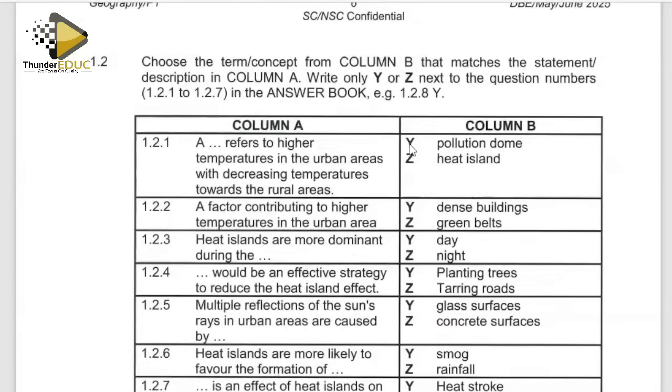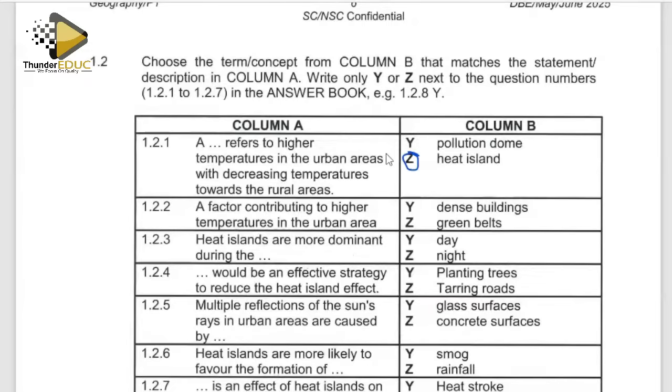We are relating to temperature here. Urban areas having higher temperatures compared to the surrounding farmland or surrounding countrysides. That is the effect of heat islands. When we're talking of a pollution dome, we are looking at the concentration of pollutants. Here, the pollution dome mainly is concerned with the concentration of pollutants over an urban area.